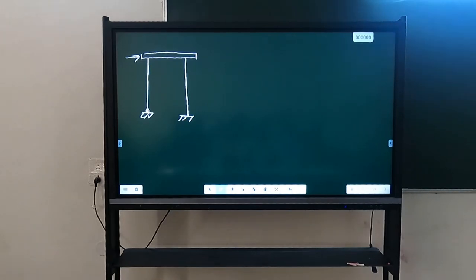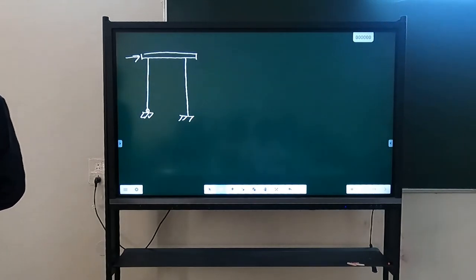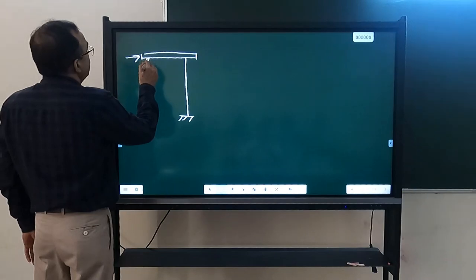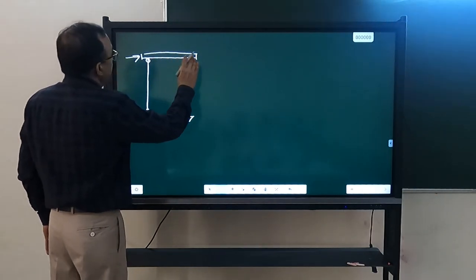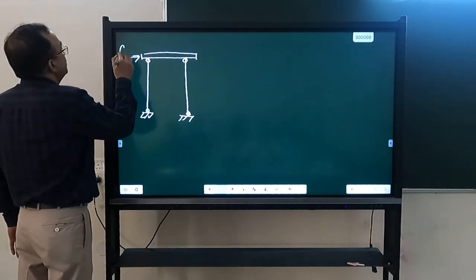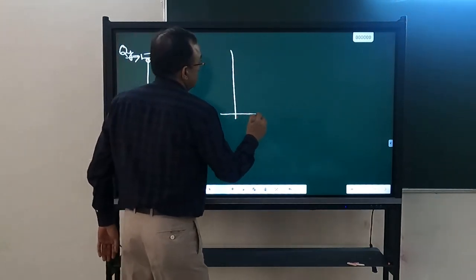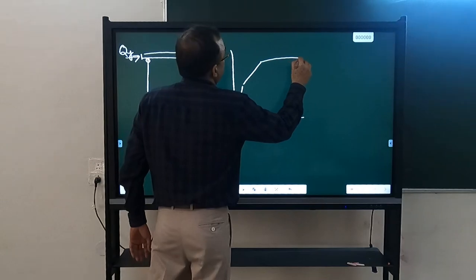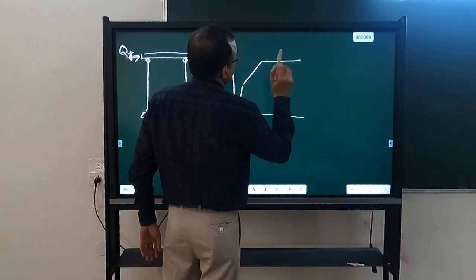So this word additional is important. When it is not able to resist any additional load, then we call it a mechanism. When it is not able to resist any load, then we call it failure. So we are talking about additional force. Failure and mechanism. As soon as, let us say, hinges form here, it will become a mechanism. But that doesn't mean that it has failed, because whatever force was there here, Qy, at this point, it will continue to resist that much force.